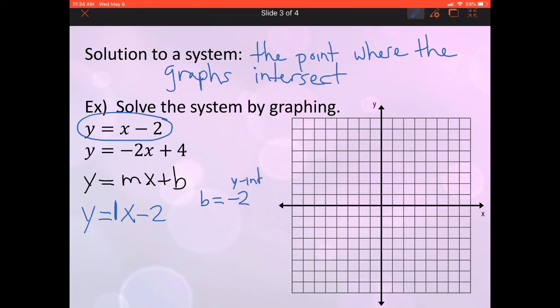So on the y-axis, we find negative 2 and put a dot there. You can find graph paper on Moodle. You can find it online. If you have a printer, you can print it.